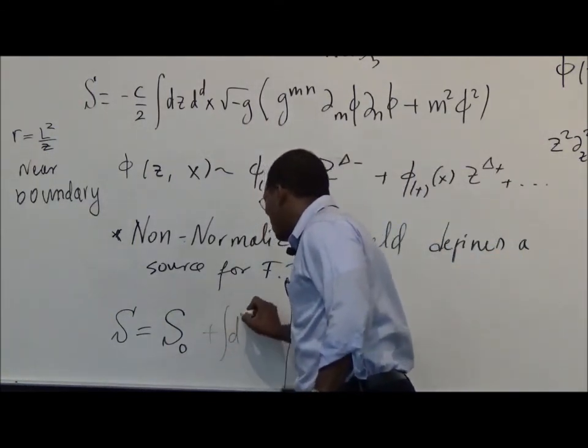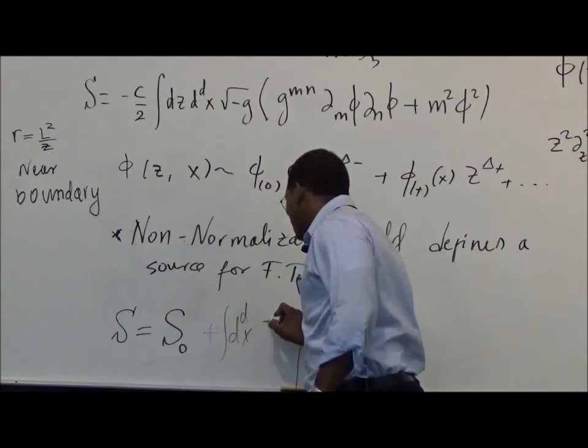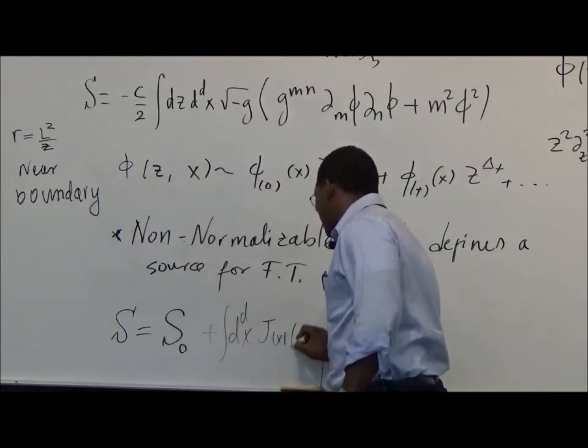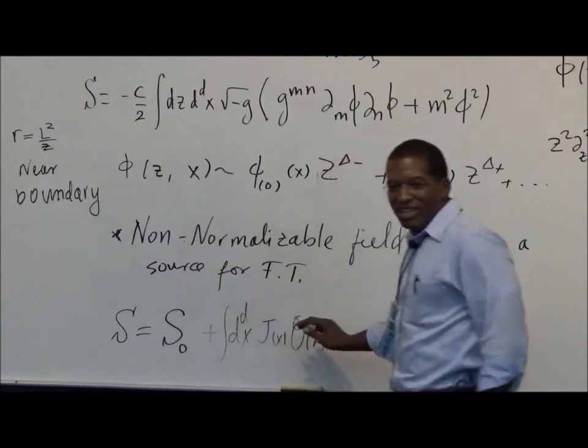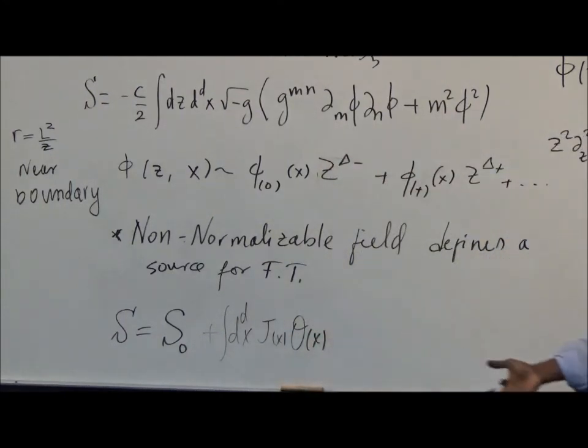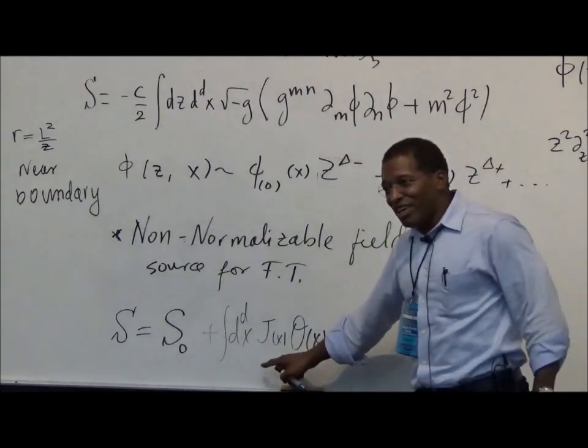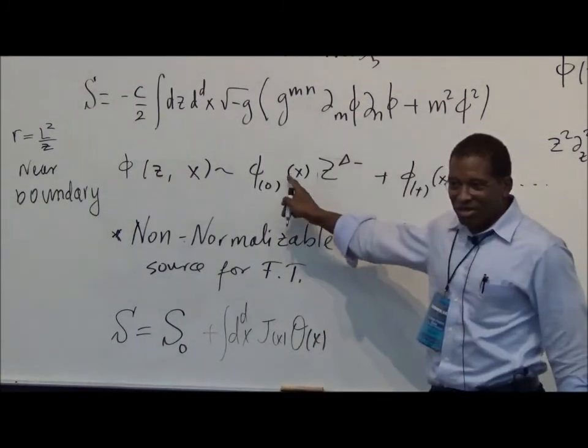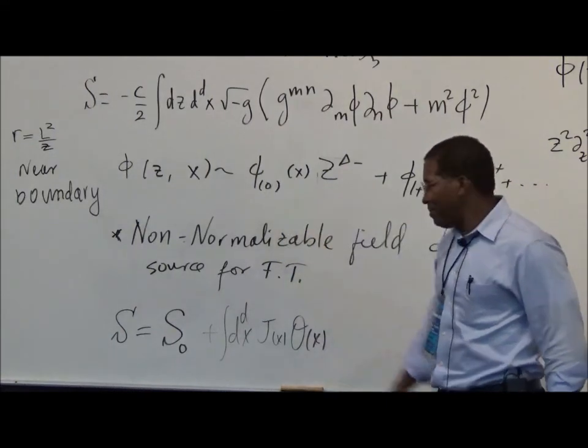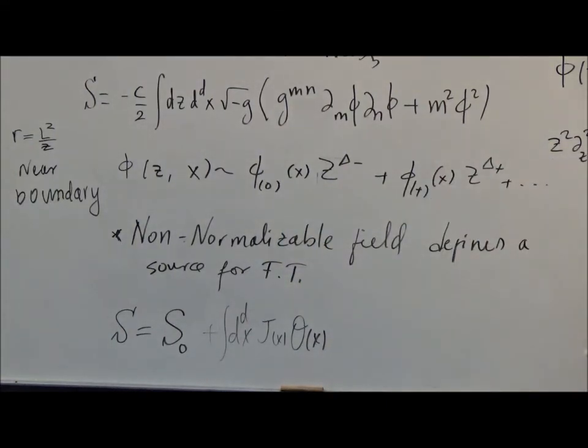Exactly. So more carefully, we'll do something like this. There's some J, and then this is the operator. And this is how you go later on to try to compute correlators. Now I want to convince you that this J in field theory is precisely this phi 0. So now let's do that.